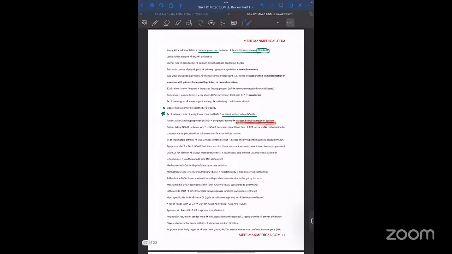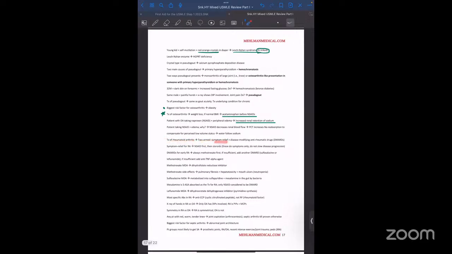So how does this happen? NSAID decreases renal blood flow, which leads to the PCT increasing sodium reabsorption to compensate for perceived low volume status. So PCT increases sodium resorption. If we increase sodium, water follows. So we have edema.